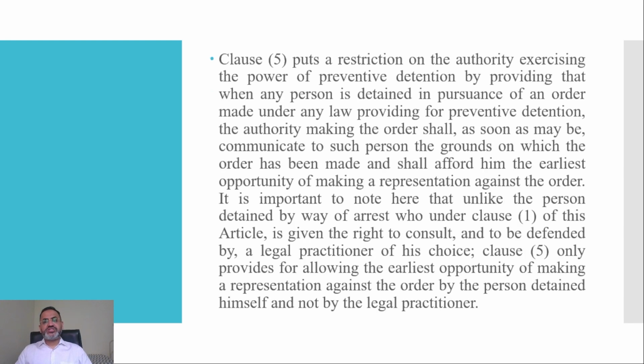Clause 5 puts a restriction on the authority exercising the power of preventive detention, providing that when any person is detained in pursuance of an order made under any law providing for preventive detention, the authority making the order shall, as soon as may be, communicate to such persons the grounds on which the order has been made and shall afford him the earliest opportunity of making a representation against the order.